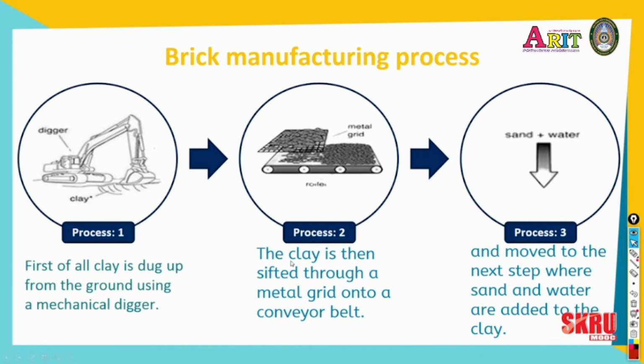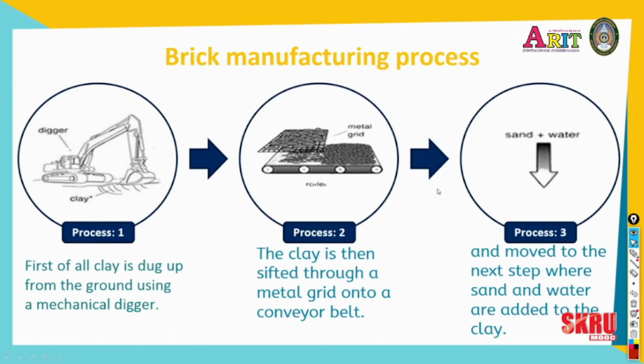Number 2, the clay is then sifted. That's being put through a metal grid onto a conveyor belt. So this little thing with rollers is called a conveyor belt. Number 3, and move to the next step where sand and water are added to the clay.